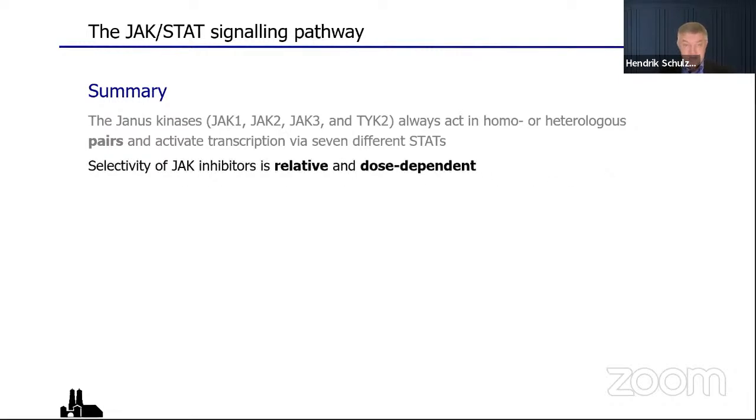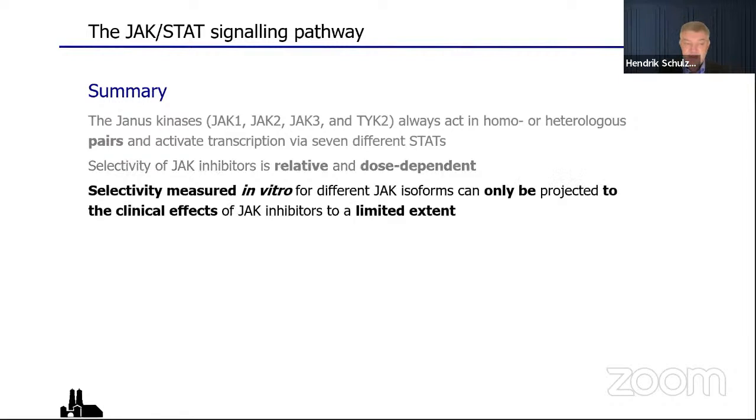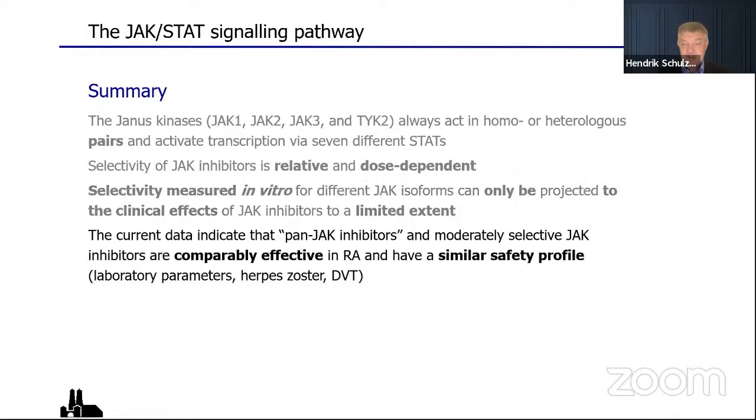Important to understand for the principle is that selectivity of JAK inhibitors is relative and it's dose dependent. There's no such thing as a complete blockage of one JAK without interfering with any of the others. The selectivity, which is measured in vitro, as shown by Ernest, for different JAK isoforms can only be projected to the clinical effects of JAK inhibitors to a limited extent, in part due to the fact that they usually function in heterodimers.